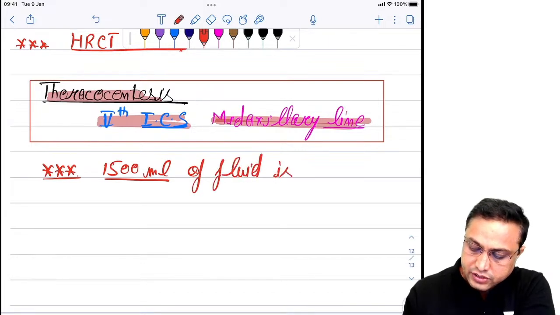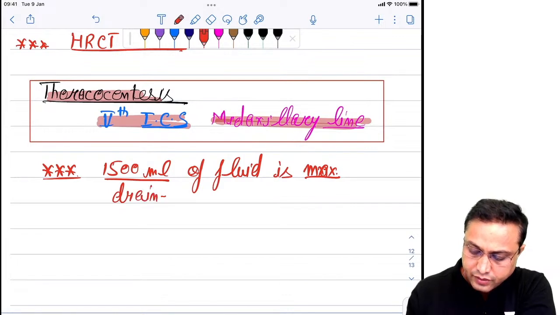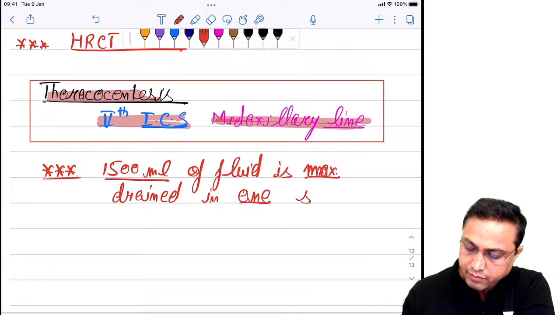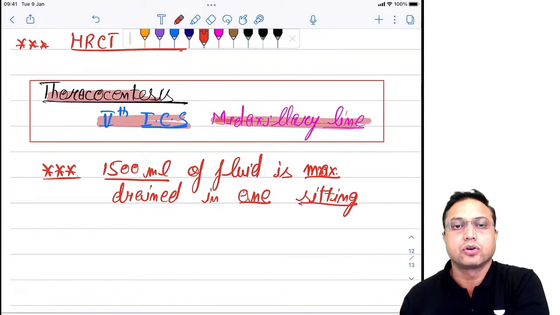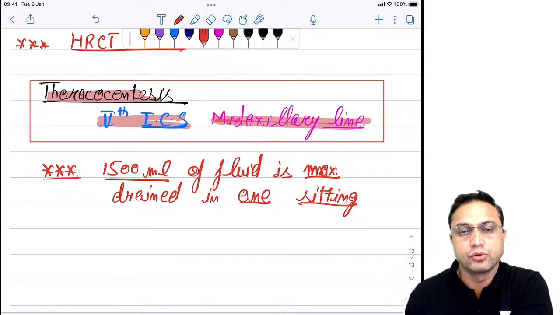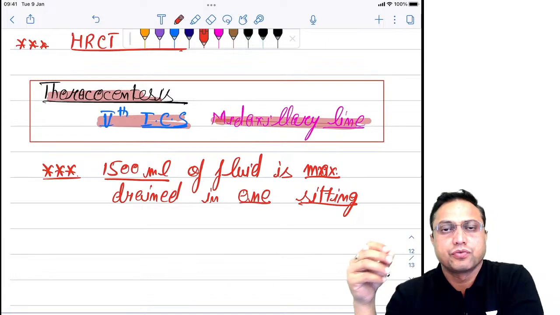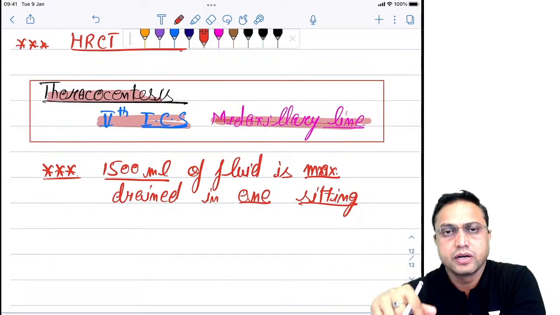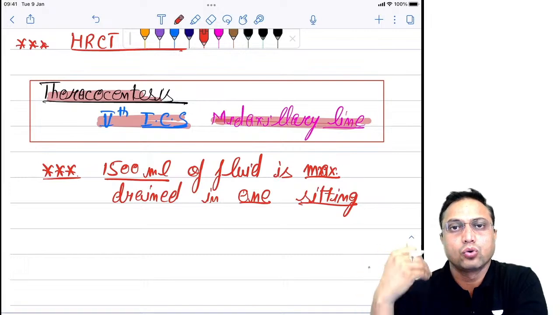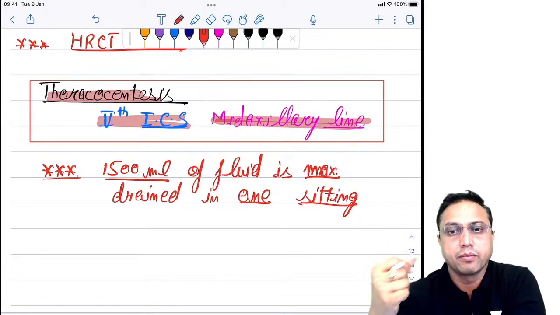1500 ml of fluid is the maximum to drain in one sitting. Sitting means, in one time you put the needle and take off this maximum of 1500 ml of fluid. Why are you going to take 1500 ml of the fluid? Why not 2 liters, or why not 2500 ml? It can be drained, right? But I am advising not to go beyond 1500 ml. Why, my dear friend?